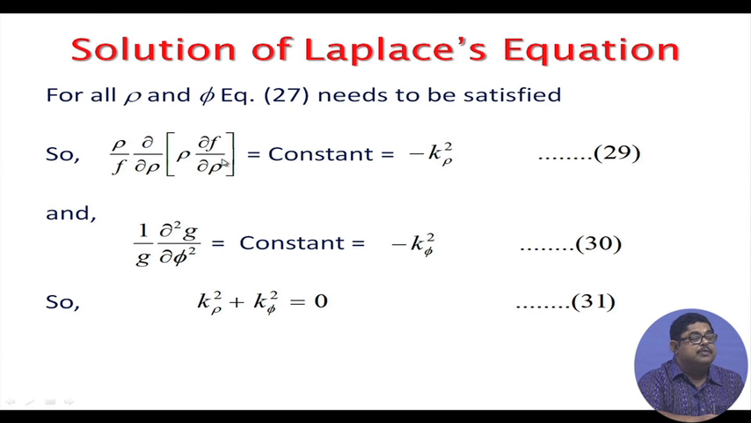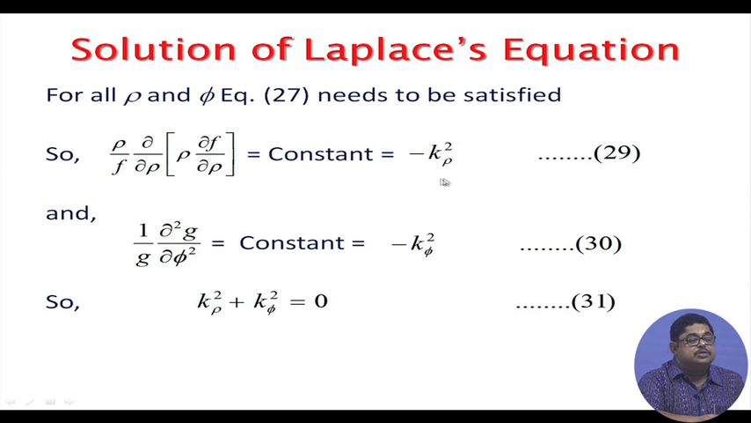This is possible only if this side is equal to a constant that we are naming as k rho square. Rho is a subscript, but actually this whole thing is a constant. Similarly, this is a constant. Now, what will be the solution of this one? You see that g is a function of phi, and we are double differentiating it with phi. That double differentiation is equal to this function times some constant. That means double differentiation is producing the same function.